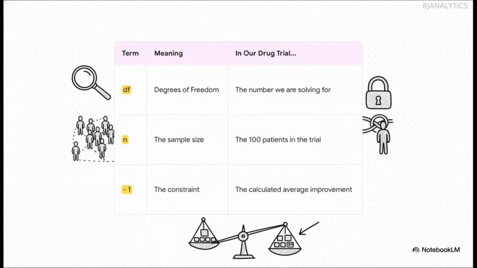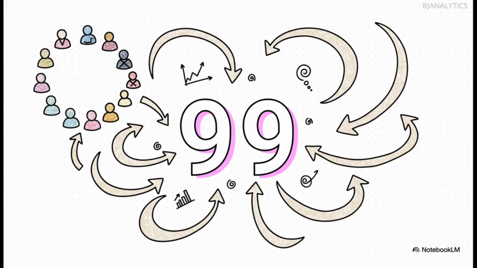Now, why is the average a constraint? Well, think about it. If you know the final average improvement score for all 100 people, and I give you the scores for 99 of them, you could actually figure out what that 100th person's score has to be. It's not free to vary anymore. It's fixed. Just like that last bowl of ice cream. So, for our clinical trial, the math is easy. 100 minus 1 gives us 99. So we have 99 degrees of freedom.